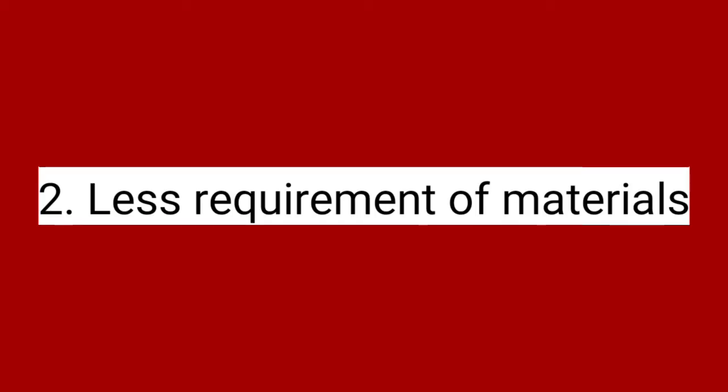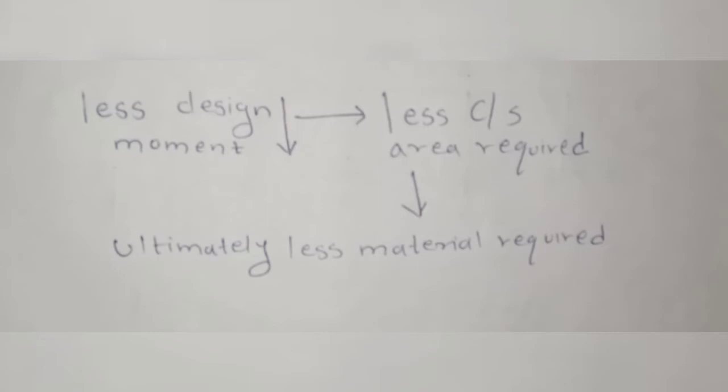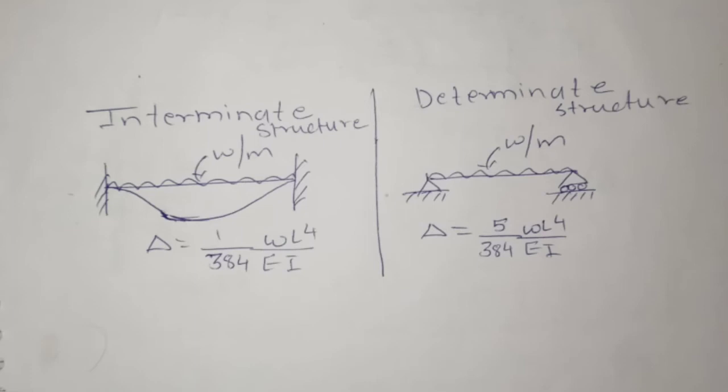As we have discussed in the first point, the design moment required will be less. So as the design moment is less, the cross-sectional area required for the structure will be less. So ultimately the material required for indeterminate structure will be less as compared to determinate structures. In addition to the above 2 points, it is also observed that the deflection observed in indeterminate structures is less than that of determinate structures.